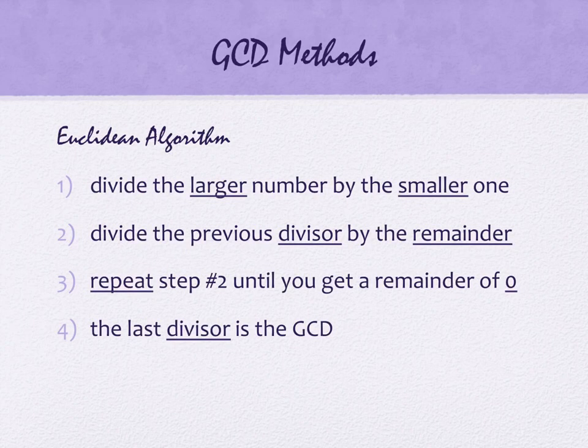The next one is called the Euclidean algorithm, and we're going to write down the steps. They're going to sound kind of confusing as they're written. It's kind of like when we did division by 11, right? It's really confusing sounding, but actually doing it's not that difficult. So we're going to divide the larger number by the smaller one. We're probably okay with that step. Big number divide by small number. The second step is to divide the previous divisor by the remainder. Now we've got a lot of vocabulary going on. Step 3 is to repeat step 2 until we get a remainder of 0. And the last thing that we divided by is the greatest common divisor.